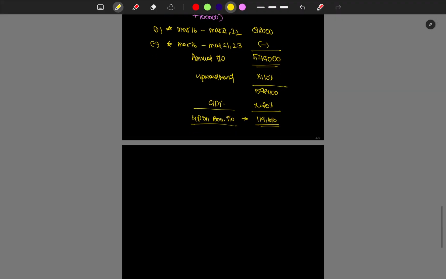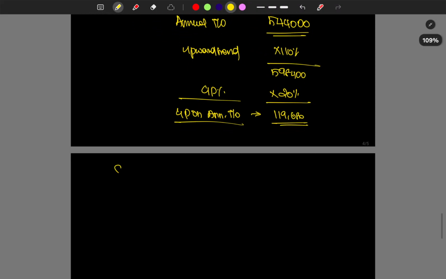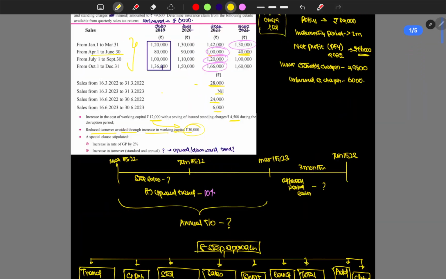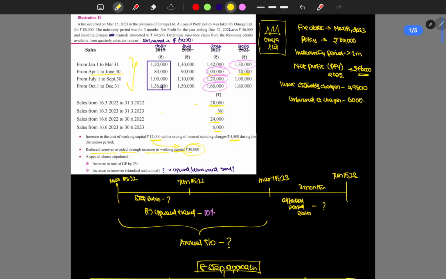Now let's find out the claim amount, the last step, which is step 8, claim amount. What's the policy amount? Policy amount is 80,000.